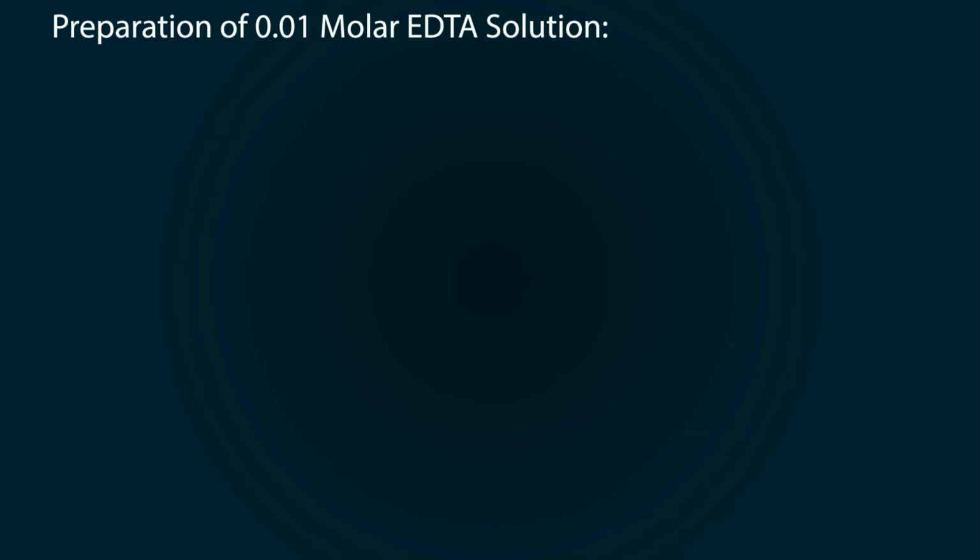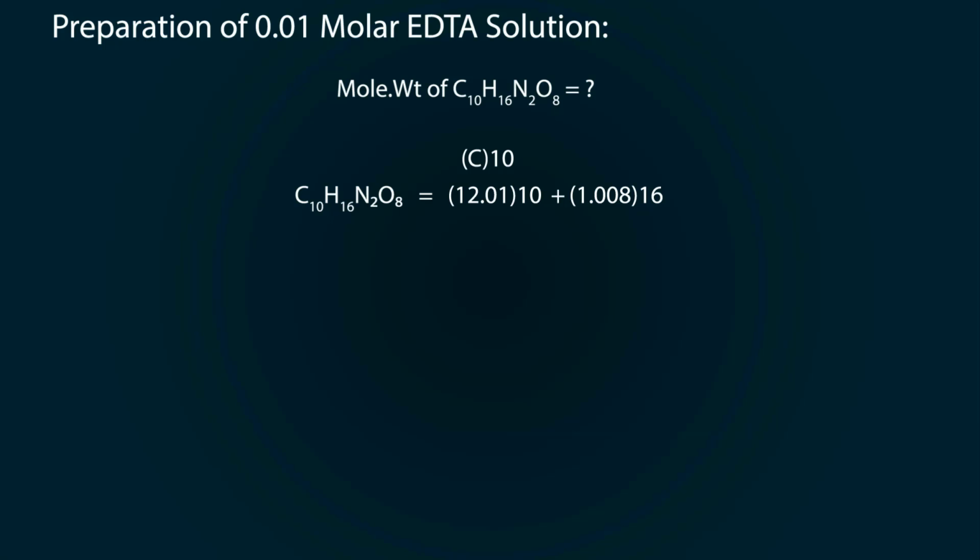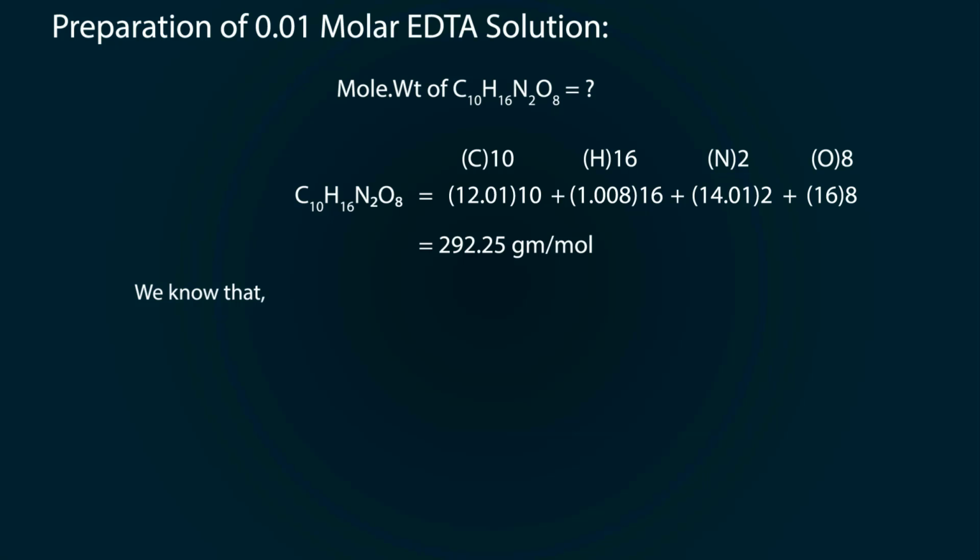Let's do some calculation before we make the solution. For the preparation of 0.01 molar EDTA solution, we need to calculate the EDTA molecular weight. The formula of EDTA is C10H16N2O8. Put atomic masses into the formula: 12.01 into 10 for carbon, plus 1.008 into 16 for hydrogen, plus 14.01 into 2 for nitrogen, plus 16 into 8 for oxygen. After calculation, we have 292.25 grams per mole.